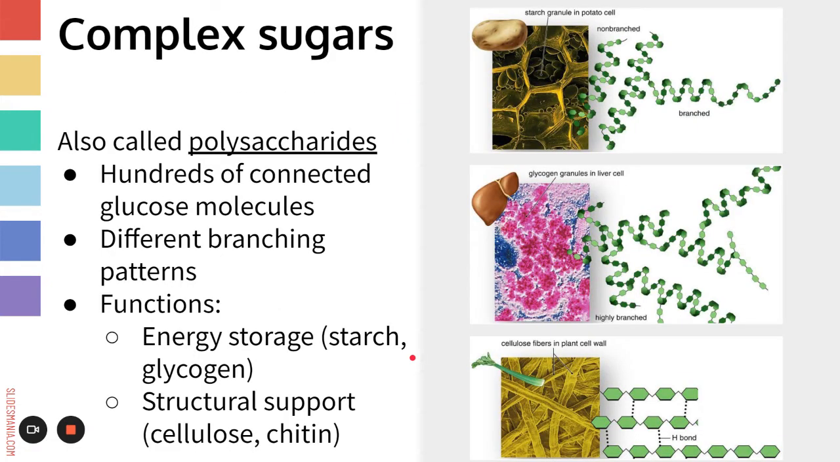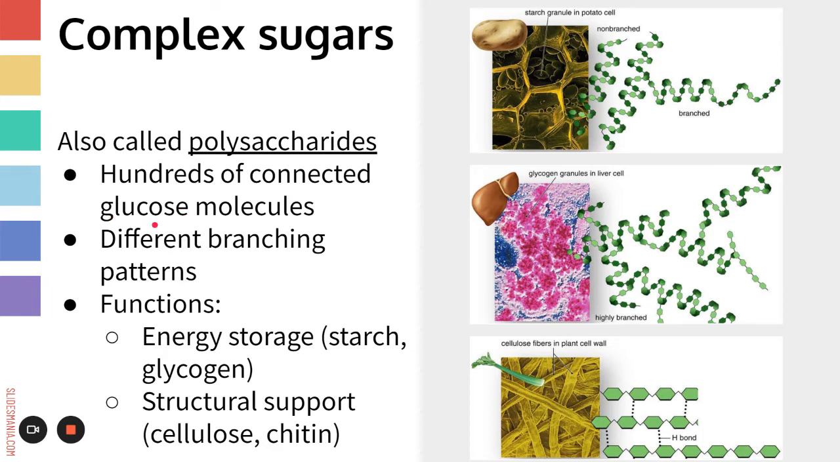Okay, we also have more complex sugars, which are also called polysaccharides. So, the prefix poly means many. So, this is many sugars. Polysaccharides are hundreds of connected molecules. And in particular, again, this molecule glucose is going to be the main thing that we're using here.